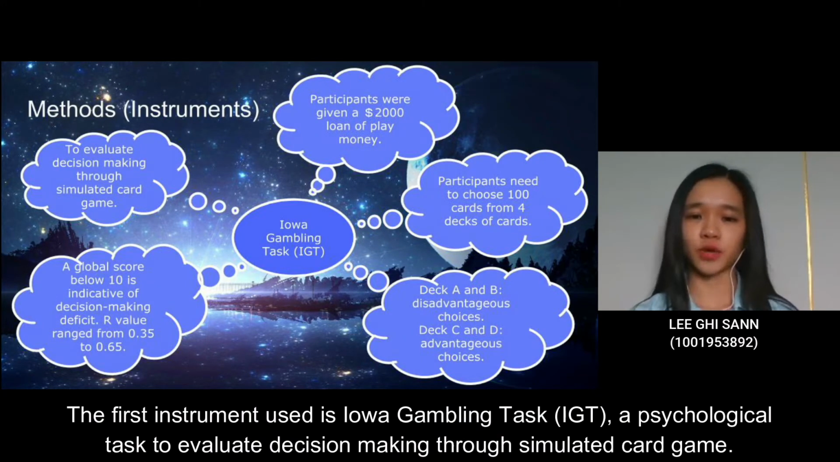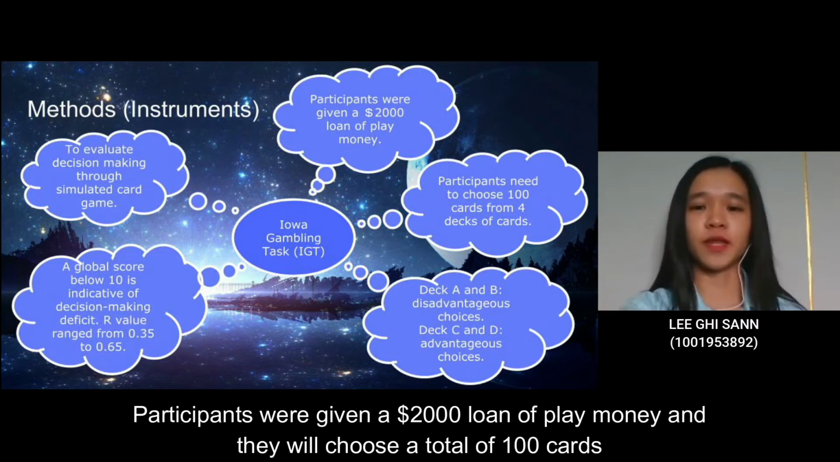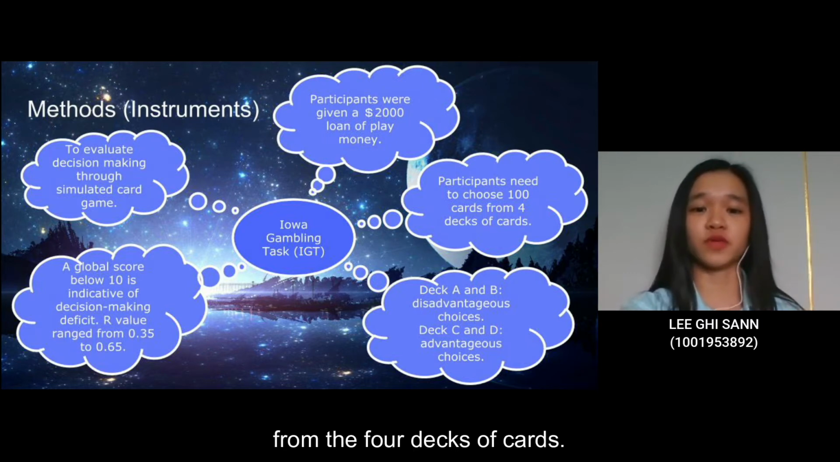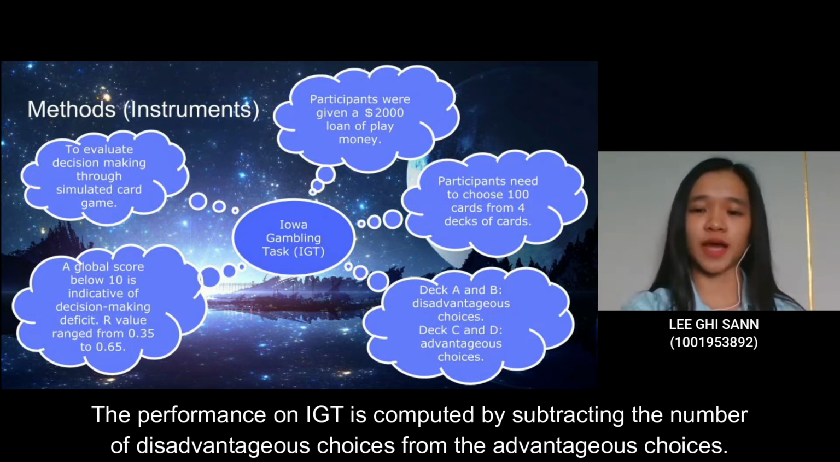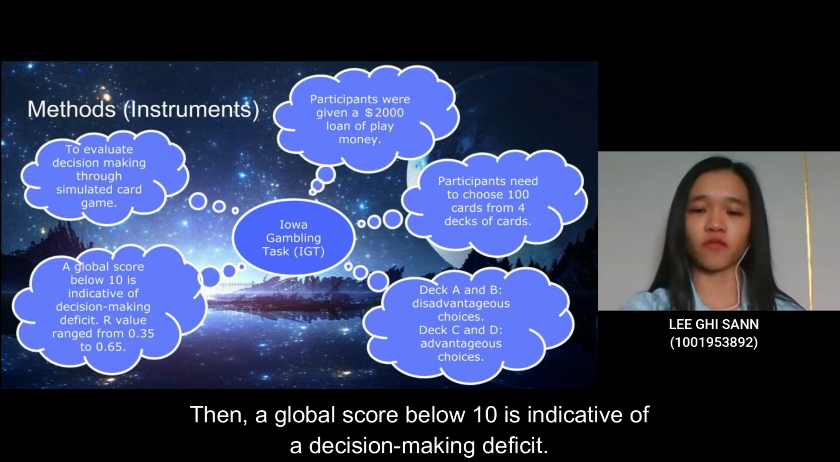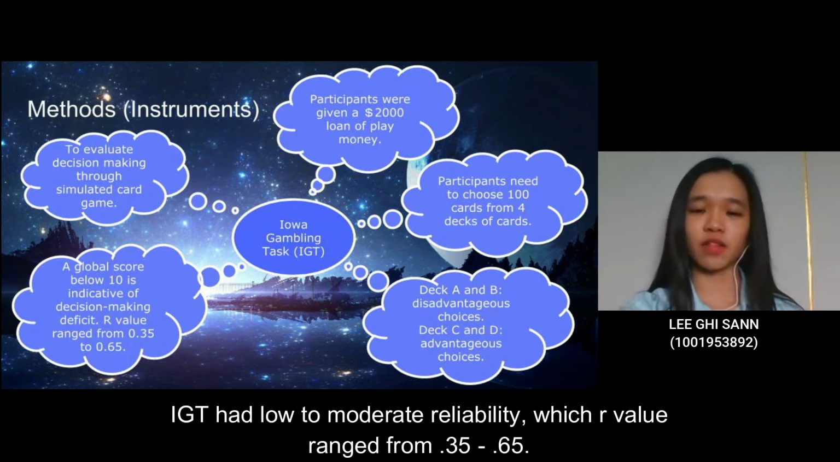The first instrument used is the Iowa Gambling Task, IGT, a psychological task to evaluate decision-making through a simulated card game. Participants were given a 2,000 loan of play money and they will choose a total of 100 cards from the 4 decks of cards. Decks A and B are considered disadvantageous choices, while decks C and D are advantageous choices. The performance on IGT is computed by subtracting the number of disadvantageous choices from the advantageous choices. Then, a global score below 10 is indicative of a decision-making deficit. IGT had low to moderate reliability, with r values ranging from 0.35 to 0.65.